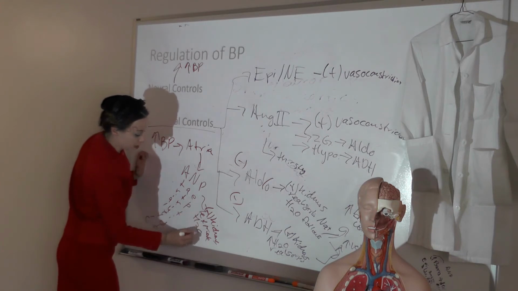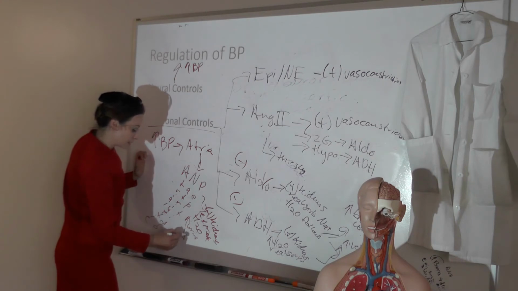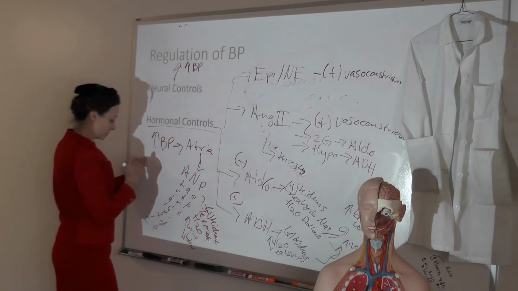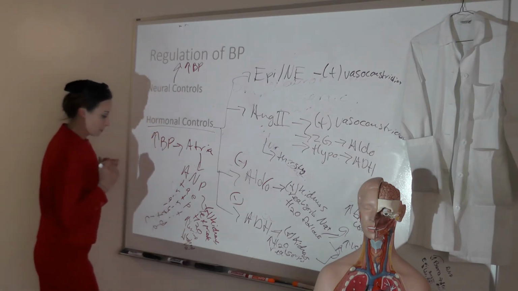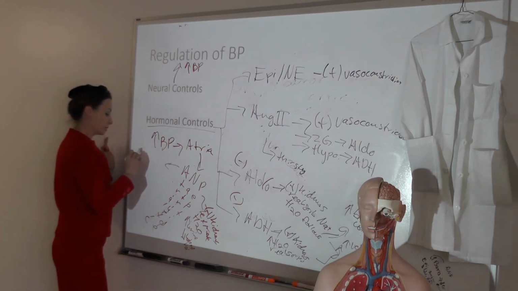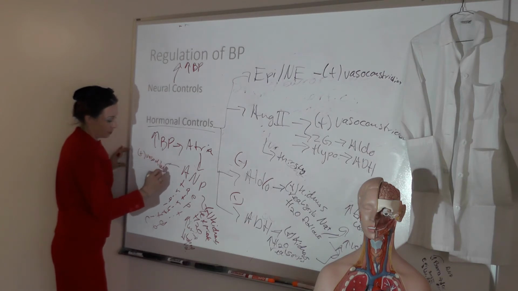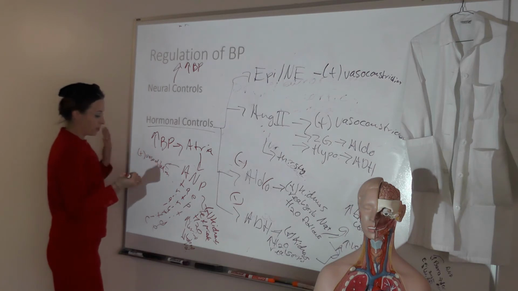So if we excrete water, then we're going to increase our urine volume. And if we increase our urine volume, we're going to decrease our blood volume. If we decrease our blood volume, we help to decrease our blood pressure. And then atrial natriuretic peptide can also stimulate some vasodilation. It's going to just help in that regard.